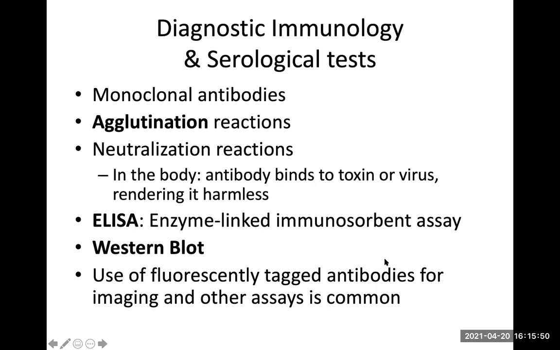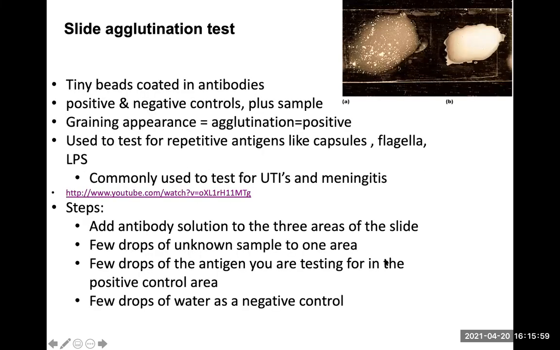Unfortunately, we don't have time to discuss that, but we will focus on agglutination, ELISA, and Western blot. So a slide agglutination test is where you take these tiny beads. You order this from a manufacturer, and they're coated in a particular antibody for a particular disease.